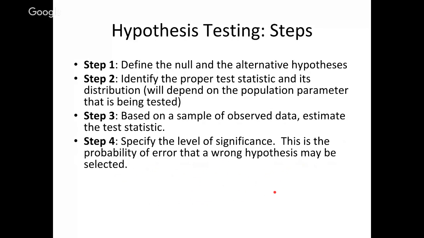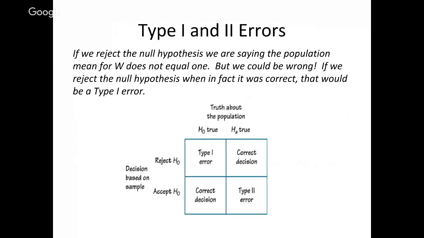So we've done step 3. Next thing we needed to do is specify the level of significance. This is essentially, again, the probability of error that a wrong hypothesis may be selected. So we need to dig a little bit deeper into what we mean by an error. There are 2 different ways we could screw up, and these are called type 1 and type 2 errors. If we reject the null hypothesis, we are saying that the population mean for W does not equal 1, but we could be wrong. If we reject the null hypothesis when in fact it is correct, that would be a type 1 error.